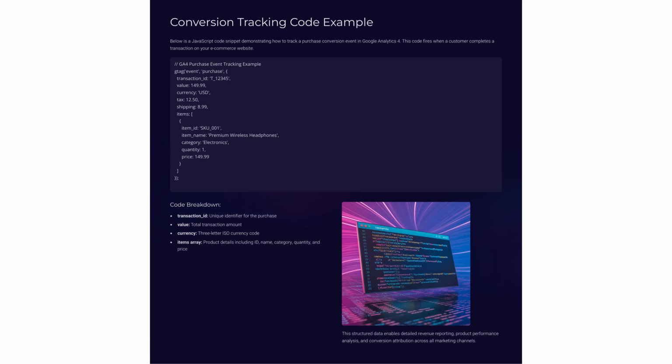The JavaScript snippet for Google Analytics 4 tracks purchase conversions by firing when a transaction completes. Key elements include transaction ID for unique identification, value for total amount, and currency for International Organization for Standardization code. The items array details product specifics like ID, name, category, quantity, and price, facilitating comprehensive revenue reporting and product performance analysis.